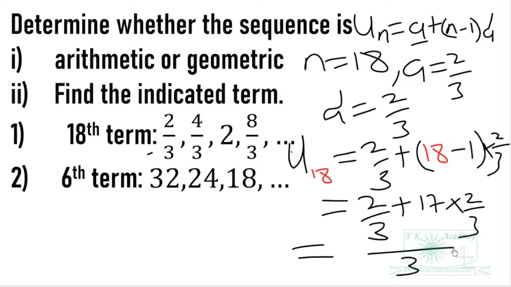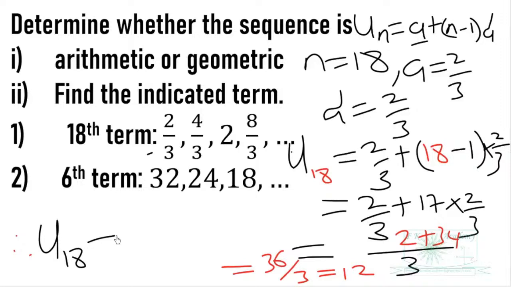So we are going to add the numerators, which is 2 plus 34. That will give us 36 over 3, which is equal to 12. Therefore, the 18th term, u sub 18, is equal to 12. So if we continue this sequence, the 18th term will be 12.